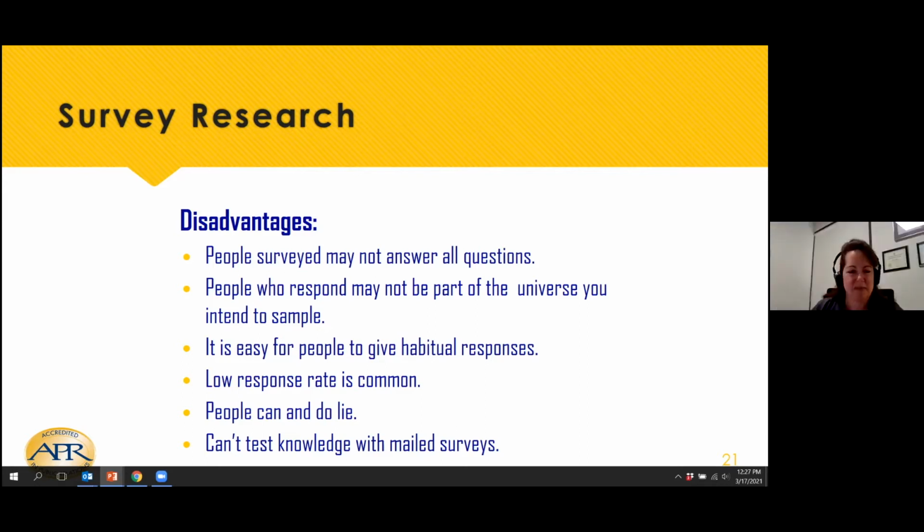Jay, anything else on surveys, written surveys? I think that as time has gone on, you see less and less mailed surveys and more email surveys. I think SurveyMonkey in particular has given us a tool that most organizations can use in a cost-effective way that the old mail out surveys just couldn't match anymore. And so I think some of the disadvantages that you list here may not end up being as big a problem in the future. For example, people who respond may not be part of the universe you intend to sample.